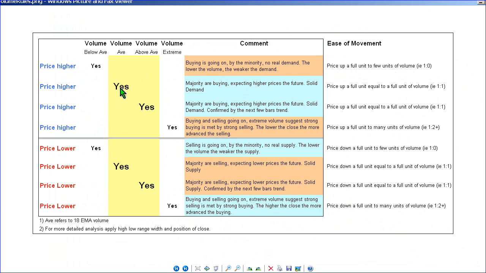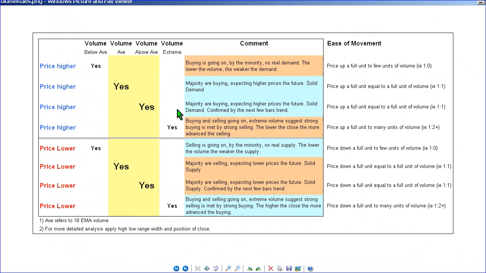Here we have prices higher. We have average volume. The majority are buying, expecting higher prices in the future. Solid demand. One full unit of price up equals one full unit of volume. This is a one-to-one relation. This means price is going up with volume going up. That's a good relationship.